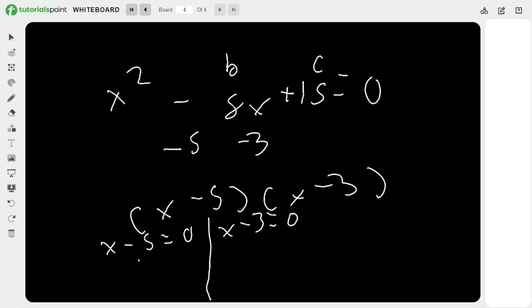We want to get x by itself here, right? So what we're going to do is add the 5 to the other side. We're going to add 5 over here, and it's going to cancel out. So we're going to get x equals 5. Now we're going to add this 3 over to the other side, and we're going to be left with just x equals 3. So our final two numbers are going to be x equals 5 and x equals 3.